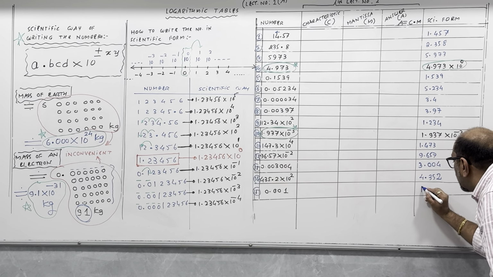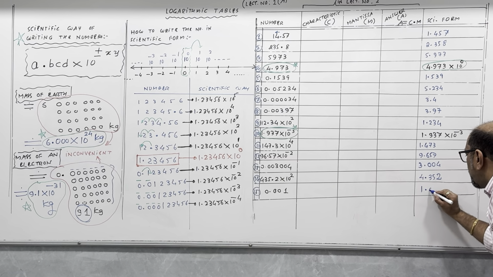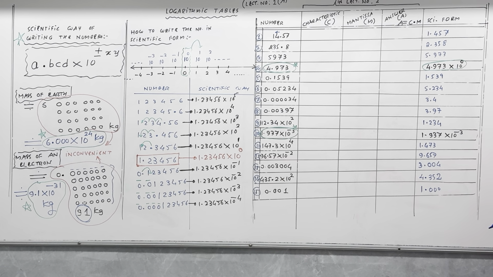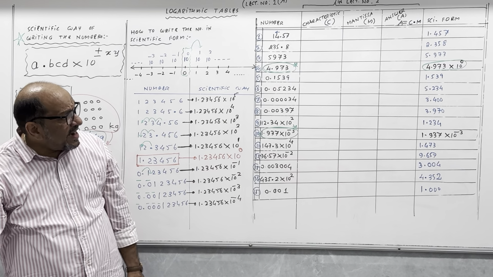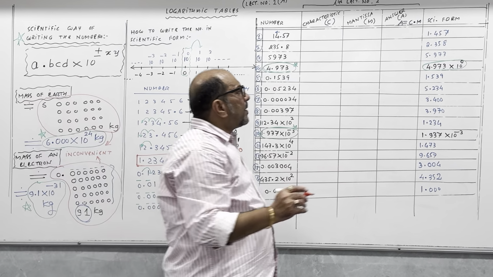So this is 1. You can write 1.000 after that. You can write up to 4 digits, so you can put 0 here if you want, you can put 00 if you want. That's it. Now what is very important is the power of 10. Look very carefully.